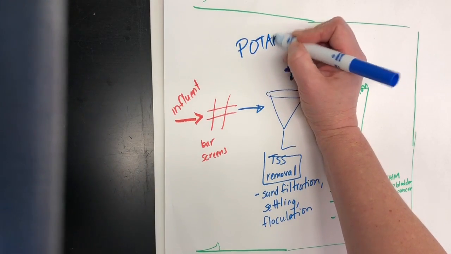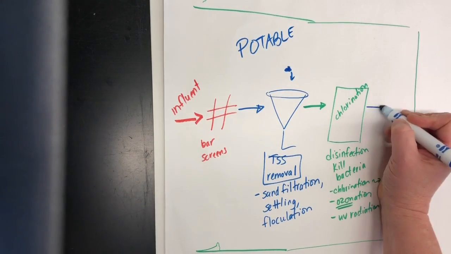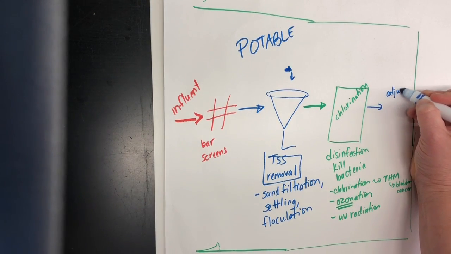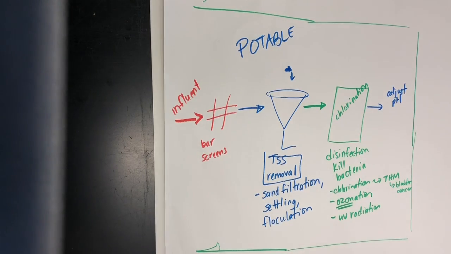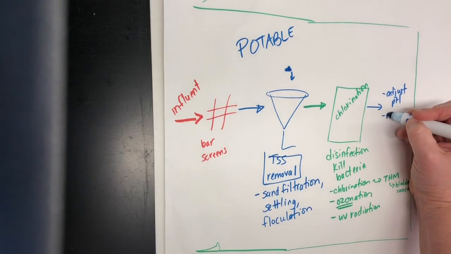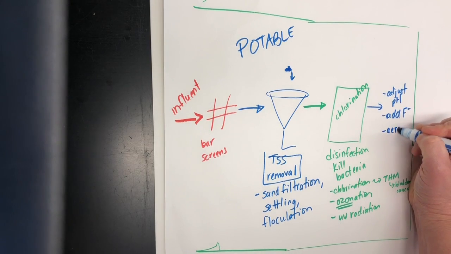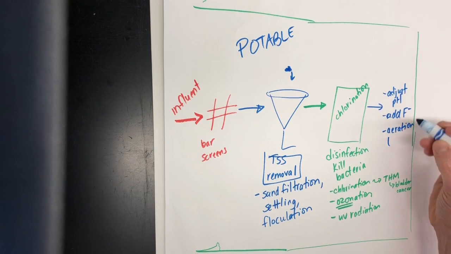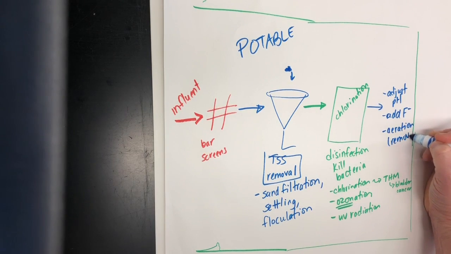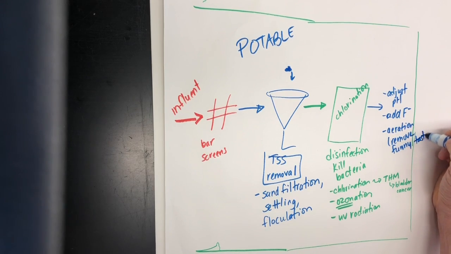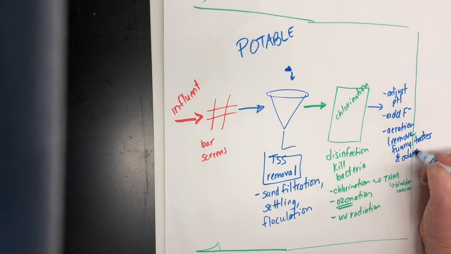There are some optional things that may happen, okay? These optional things, they might adjust the pH to keep the pipes from corroding. They may add fluoride, again, for teeth, so that we have less tooth decay in the population. They may actually do aeration here, and the part of aeration here is to remove funny tastes and odors.